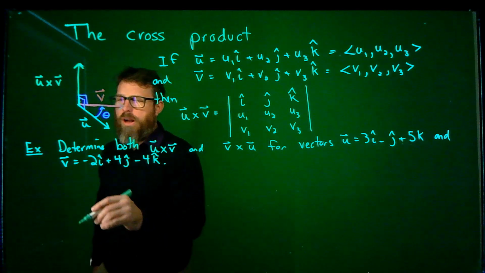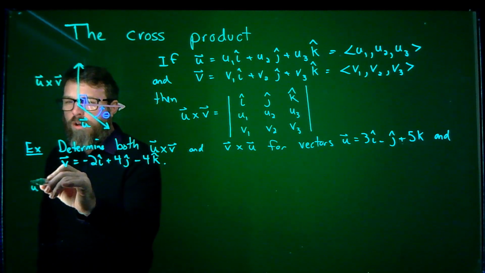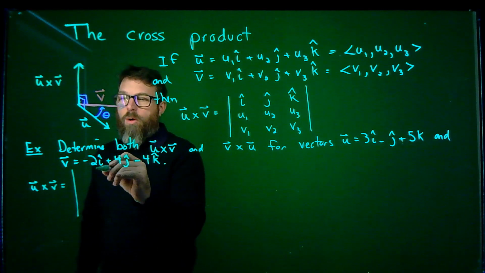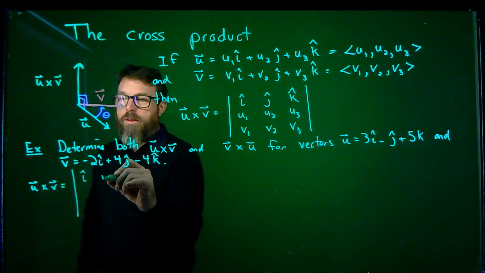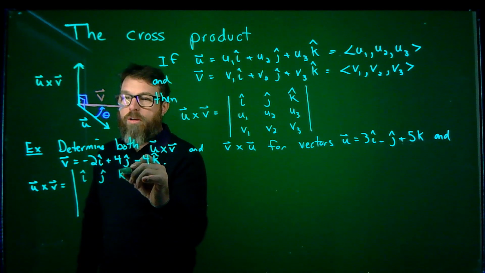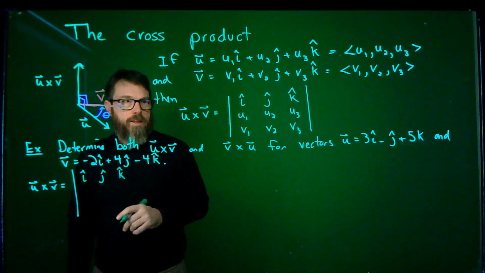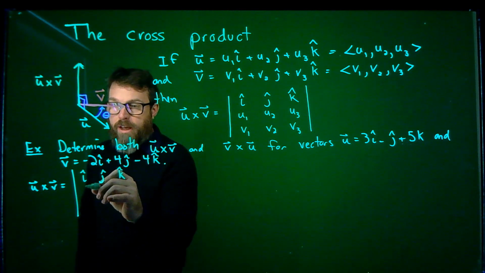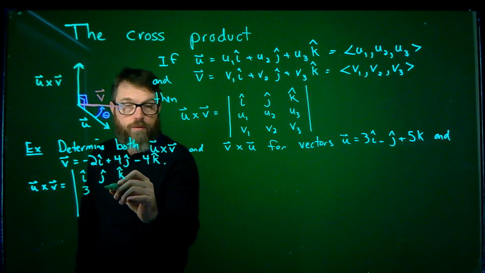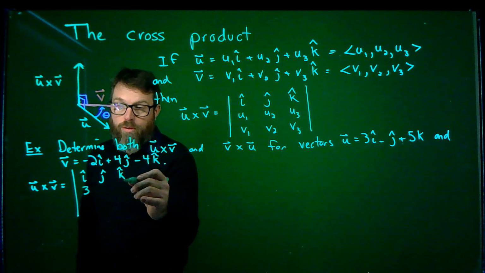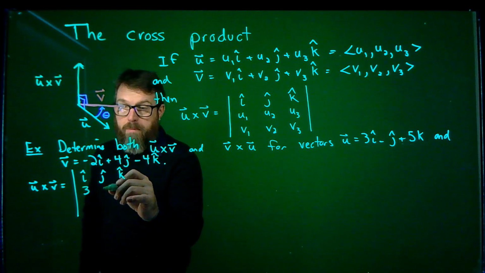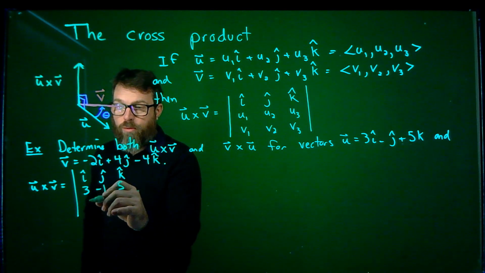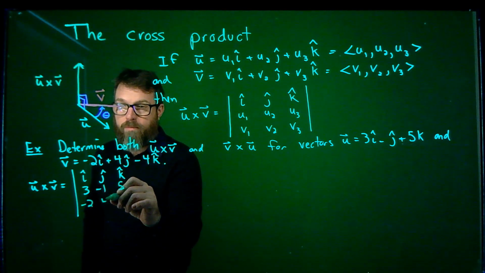So let's go ahead and start out with u cross v. So u cross v is going to be the determinant of, well, I know the first row are going to be our unit vectors in the x, y, and z direction respectively, and then the second row is going to be the coefficients of the u vector in component form, and similarly the third row is going to be the v vector.